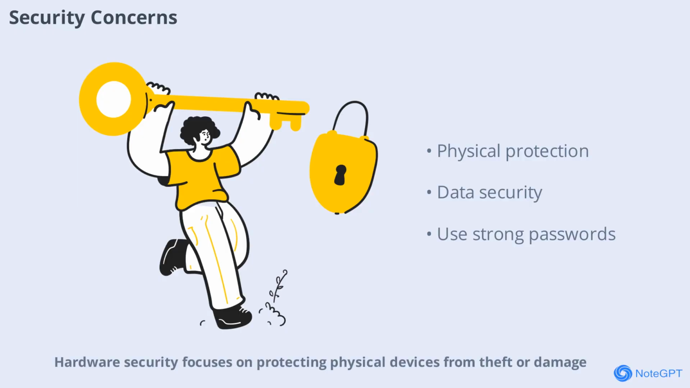Hardware security focuses on protecting physical devices from theft or damage. This can include locks, alarms, and secure storage. Software security is about protecting data and programs from viruses, malware, and unauthorized access. Using strong passwords, firewalls, and regular updates helps keep your software safe.